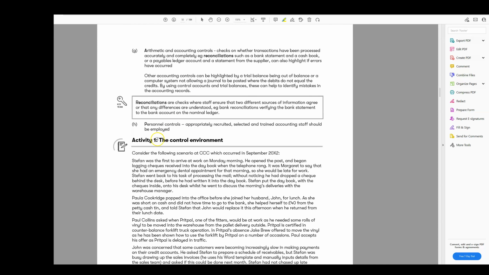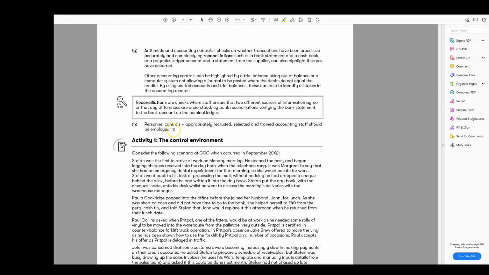Reconciliation, the way we do bank reconciliation. If there is any difference between the sales ledger and the sales ledger control, or the purchase ledger and the purchase ledger control, or the bank and the cash book, we need to find the reason and reconcile it. Reconciliations are checks where staff ensure that two different sources of information agree, or that any differences are understood. For example, bank reconciliation verifies the bank statement with the cash book.